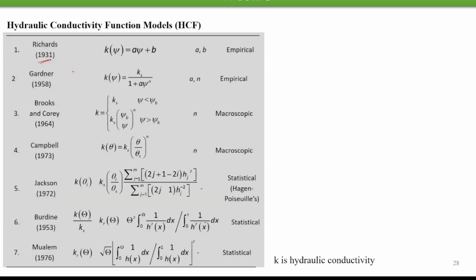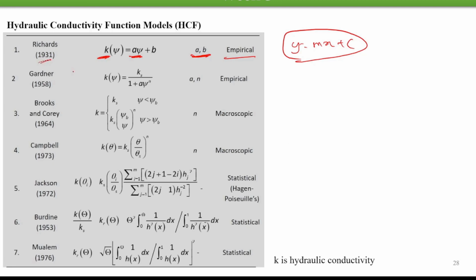So here the first model is the Richards model. The Richards model is like a simple line equation, y is equal to mx plus c. Here the hydraulic conductivity k is related to the suction value, and there are two parameters, a and b, which we need to determine based on experimentation. So it is an empirical relation.